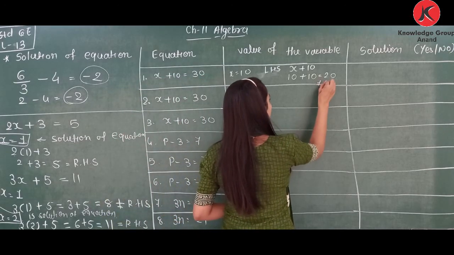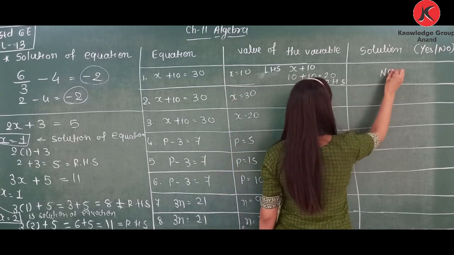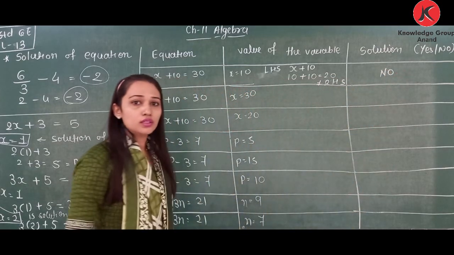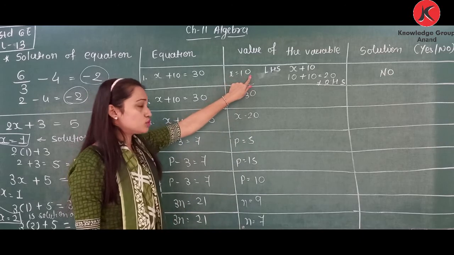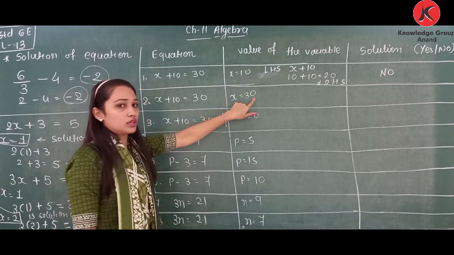It is not equal to right hand side. So it is not a solution of the given equation. x is equal to 10 is not a solution. Next one, x is equal to 30.